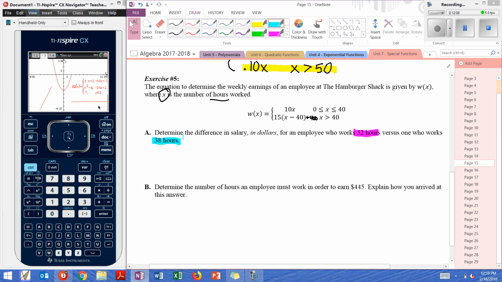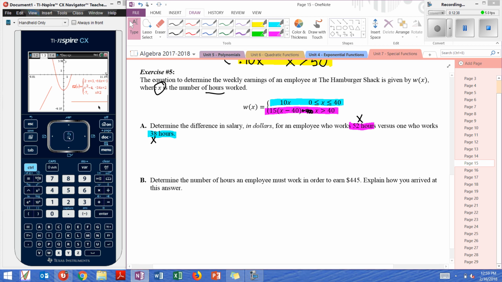Now I highlighted these in two different colors because we have to look at our piecewise function. So this is the x value they gave us. X is 52, x is 38. If I look up above here, when x is 52, I'm using this piece of my function because 52 is bigger than 40. 38 is in between 0 and 40, so we're going to use the top portion. I am allowed to use my 10x piece for 38. So what is that? 10 times 38. That's easy. That's 380 bucks that they'll make.